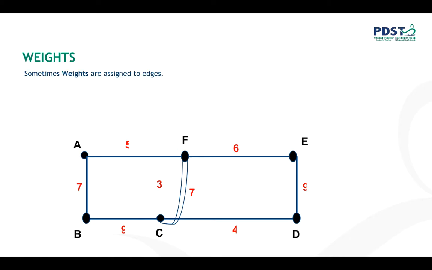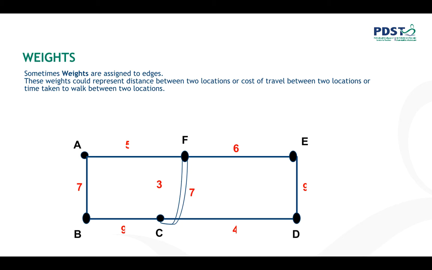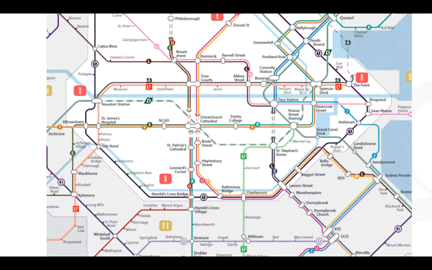Okay, so sometimes weights are assigned to edges. These weights could represent distance between two locations, or the cost of travel between two locations, or even the time to walk between two locations. And they'll pop up again and again in graph theory. So, in this case, the weights could represent the distance between any of the two cities.